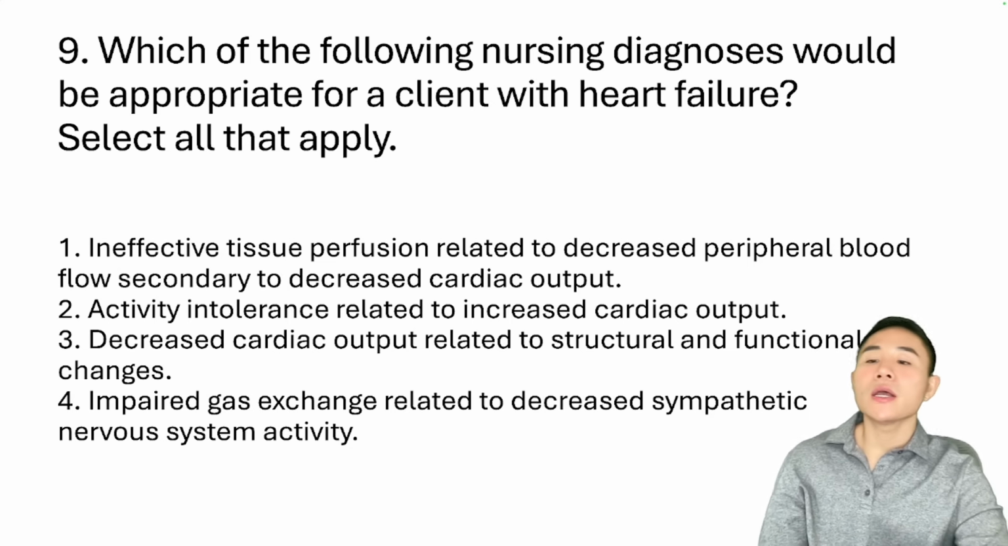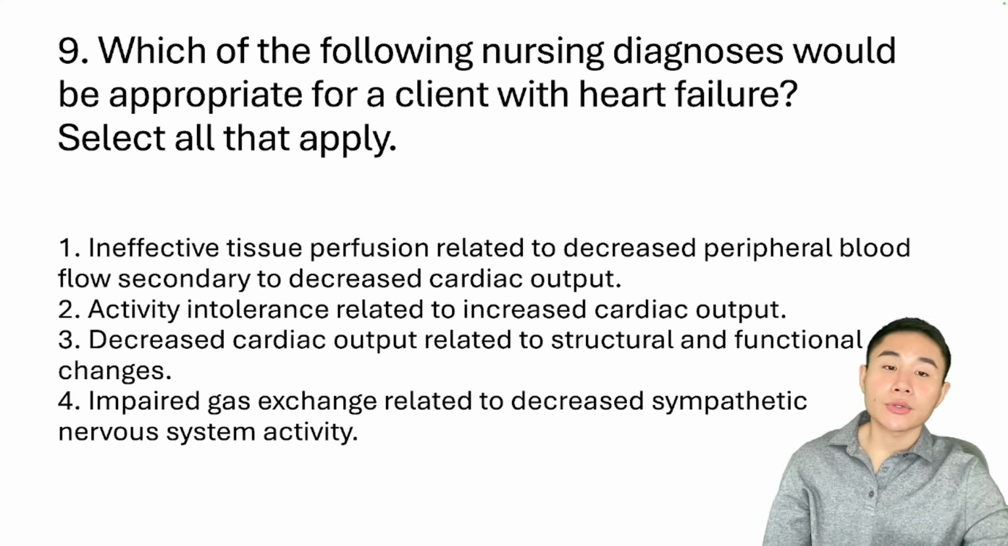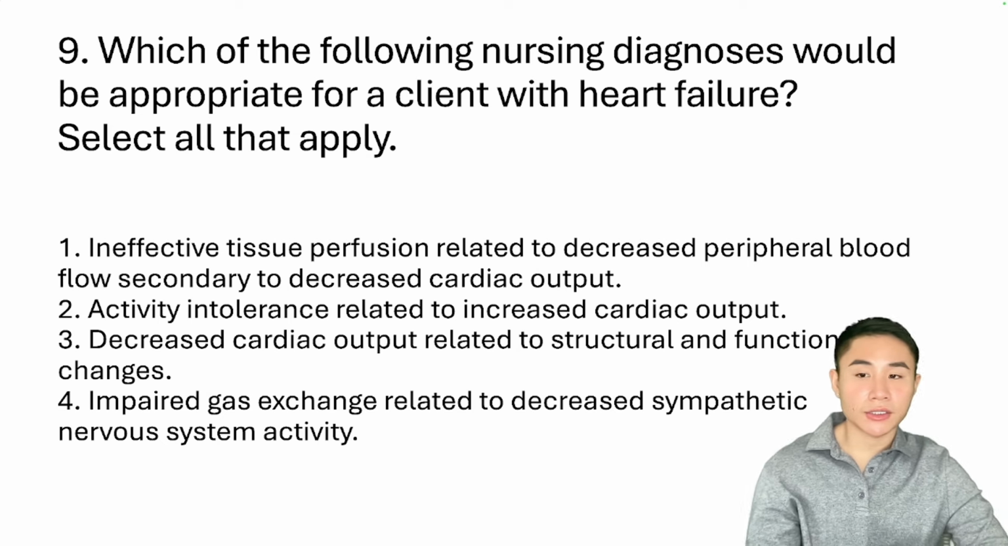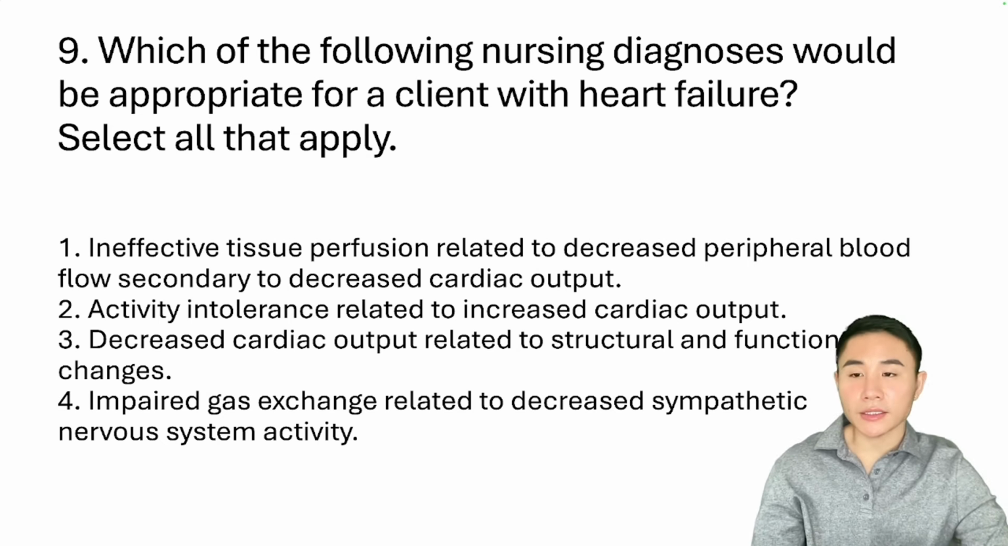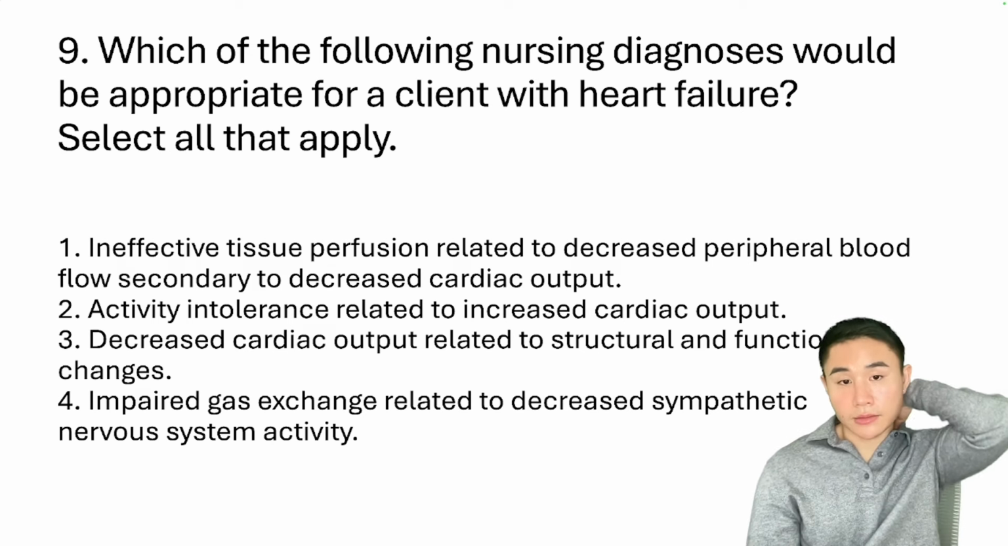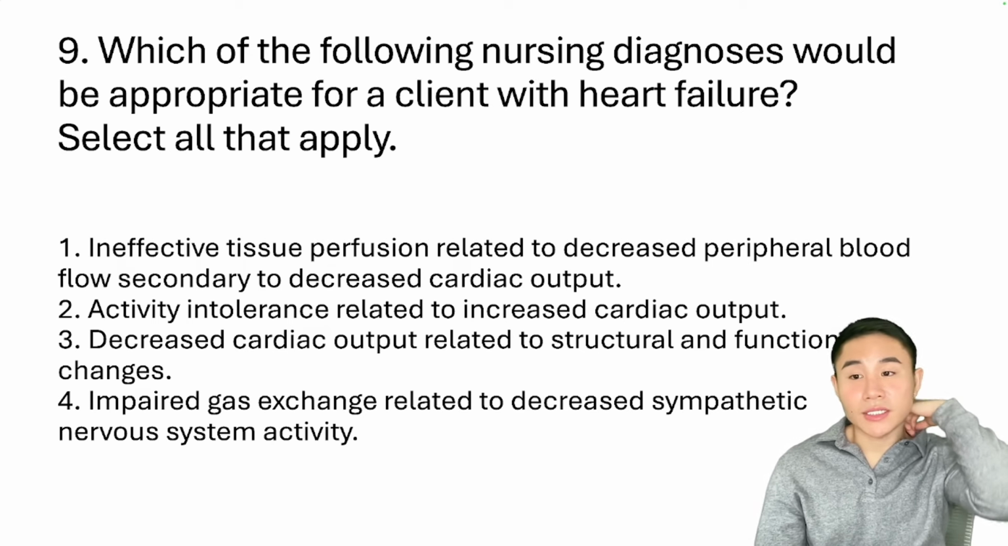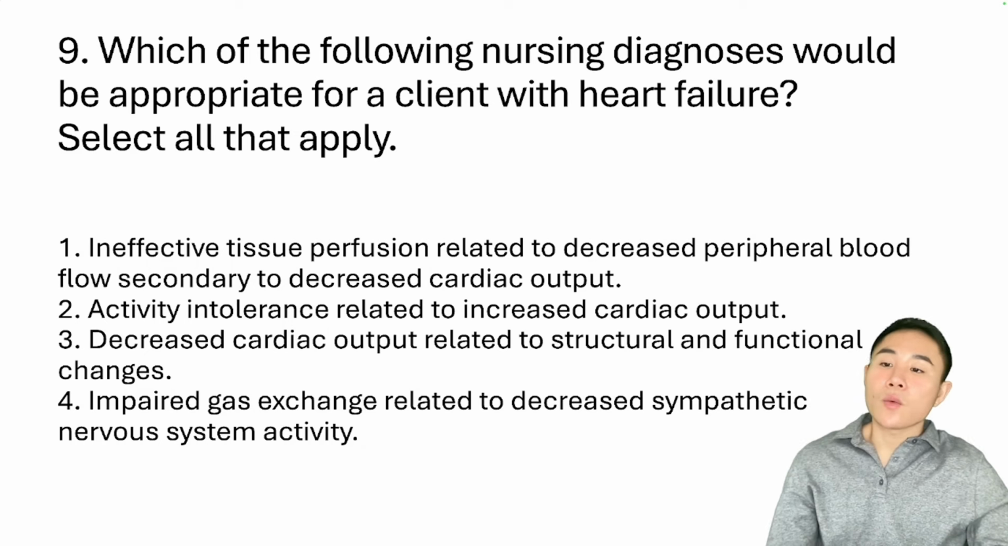Number 3, decreased cardiac output related to structural and functional changes. Ooh. Decreased cardiac output related to structural and functional changes. Correct. The function of the heart is impaired, so cardiac output is decreased. So I agree. So 1 and 3 at the moment.